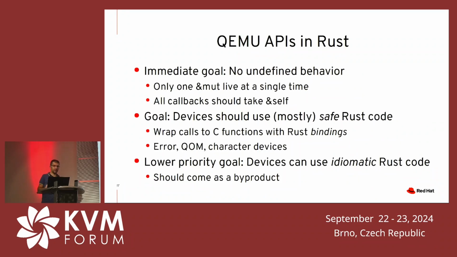Final thing, I'm already out of time, so I will go very fast. The immediate goal is to have no undefined behavior, which I'm pretty sure there is something in Manos's patches, but we definitely want to remove that. We want to move towards the goal of having a shared reference for callbacks. And also, the goal is that devices should use safe code or mostly safe code. Lower priority, but something that might come for free once we get bindings for error, for QEMU, for character devices, and so on, is to have also idiomatic Rust code.